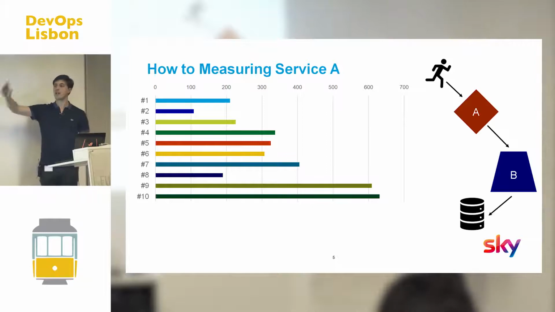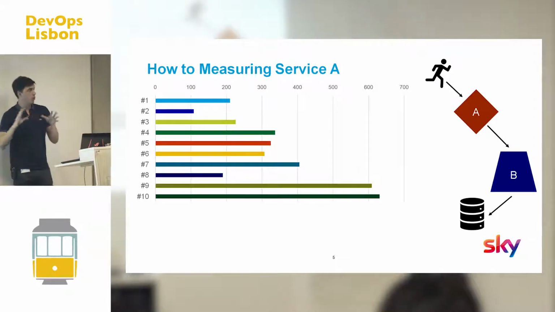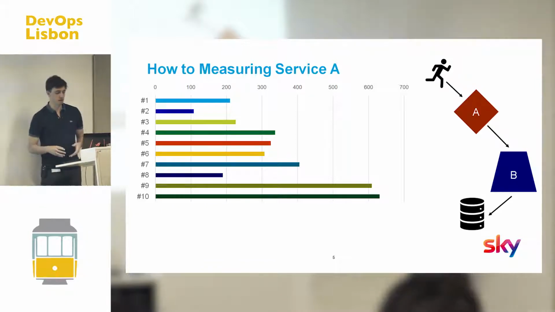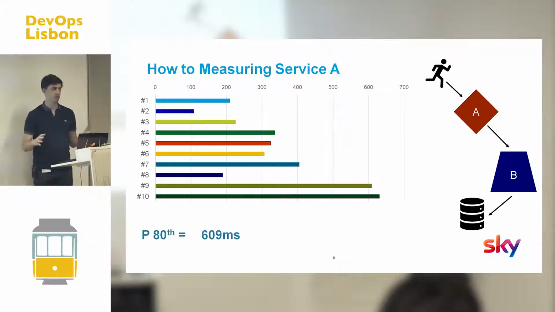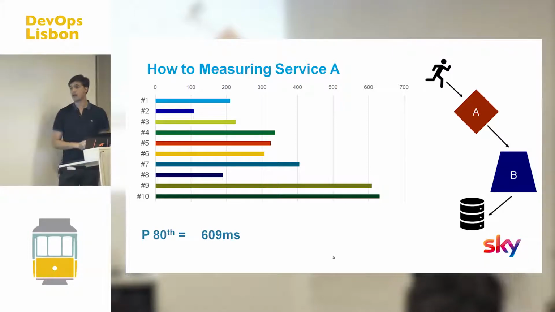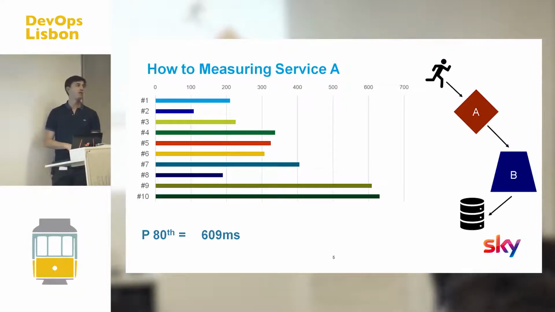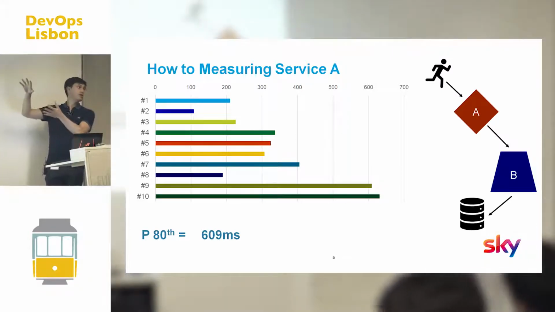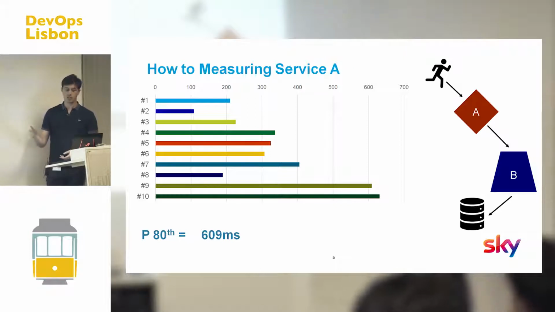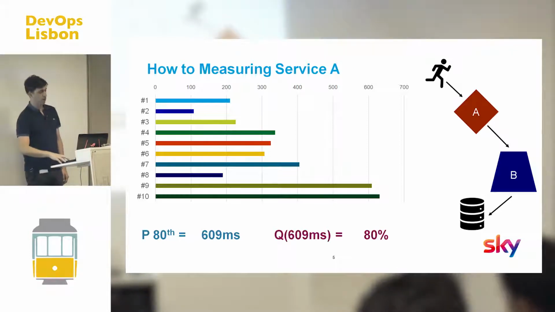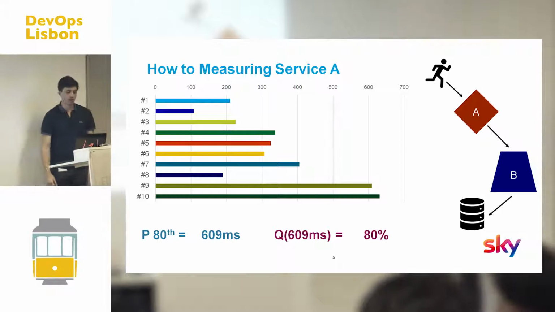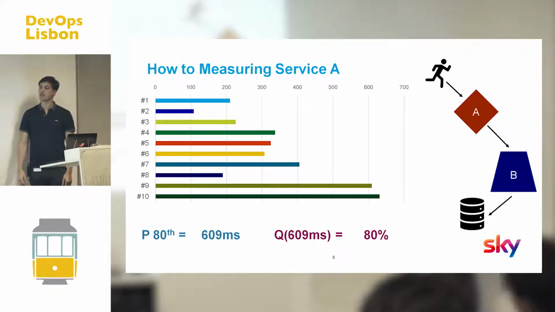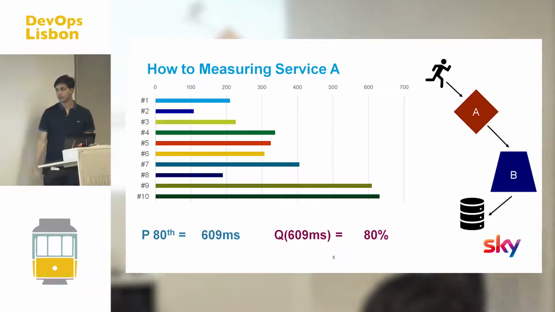So we have these 10 requests, and how do we understand their response time? We'll be focusing here on response time to understand the performance of the service, but there are many other metrics. So the percentile 80 for this sample of requests is 609 milliseconds, and in the same way the quantile of 609 milliseconds will be the inverse of the percentile, so 80%.